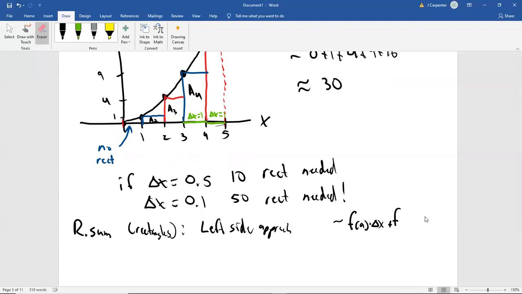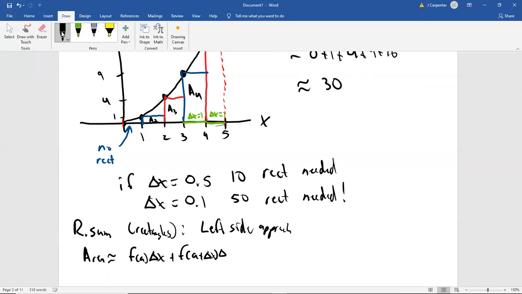Let me write this slower so I don't have to squish everything. Sorry about that. It's about f of a times delta x plus f of a plus delta x times delta x plus f of a plus 2 times delta x times delta x plus, and then you keep going until you get to f of b minus delta x times delta x.